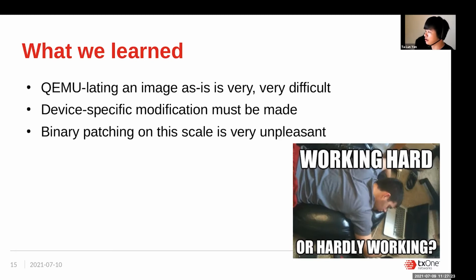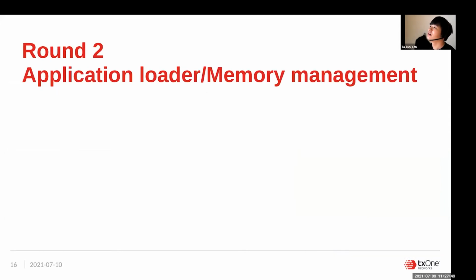Should you go with the binary patching path, you will need to have some deep knowledge about the target platform. And at this point, the amount of binary patching we had done to the image made us very, very uncomfortable. So we cannot quite tell the difference between whether we are working hard or it is hardly working. Then we have round 2. Apparently the method worked, but not in the way we were aiming for.